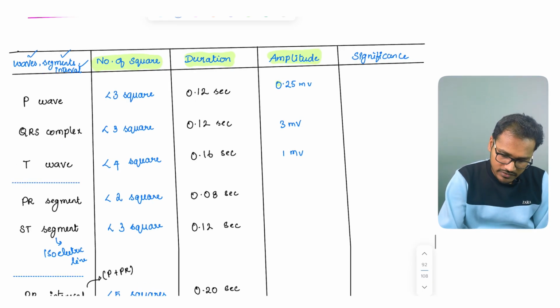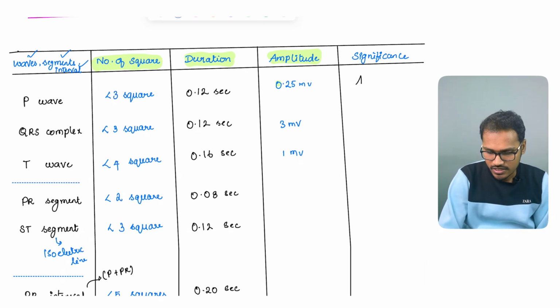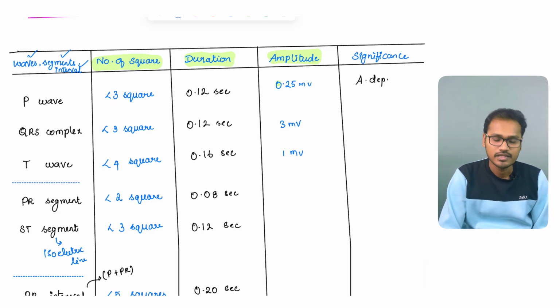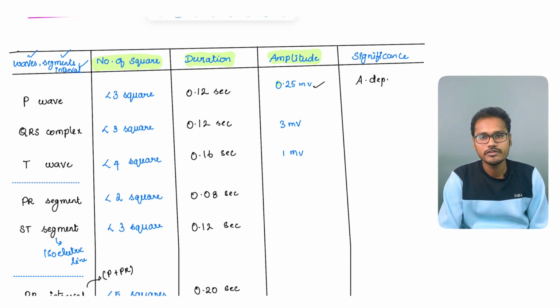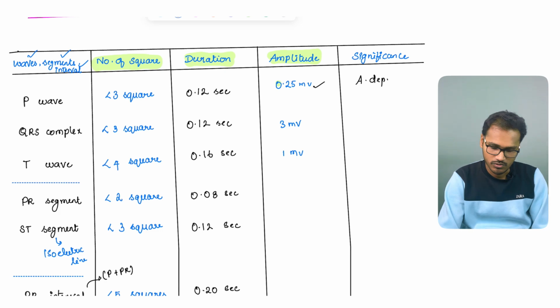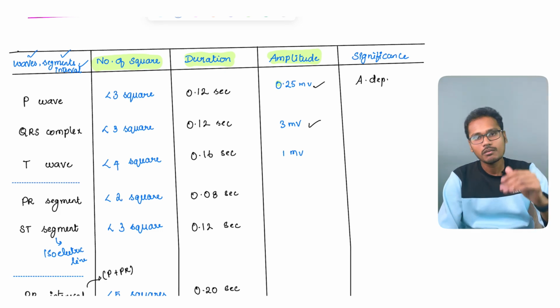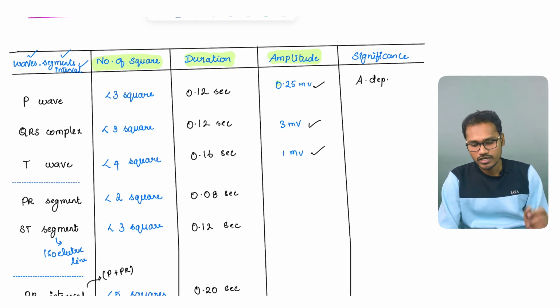Now coming to the significance. So what is the P wave? The P wave is nothing but the atrial depolarization. And the wave's amplitude I have also mentioned here. The P wave is generally 0.25 millivolt. They say that it usually does not cross 2.5 boxes, because one box is 0.1 millivolt, so 2.5 is 0.25 millivolt. And the QRS complex can go up to 3 millivolt. Generally it is around 2 millivolt, but it can go up to 3 millivolt. Then the T wave is usually around 1 millivolt.